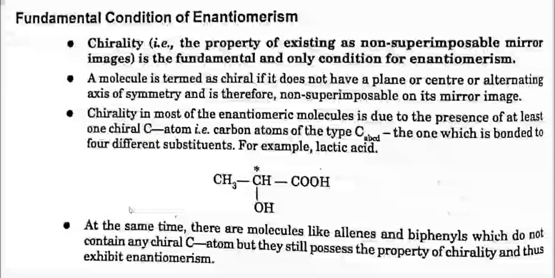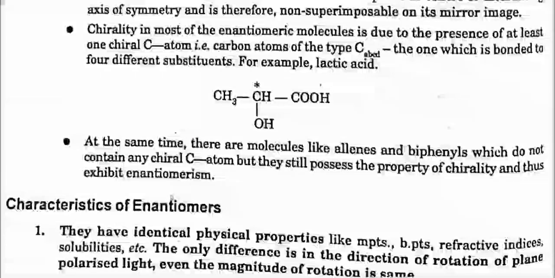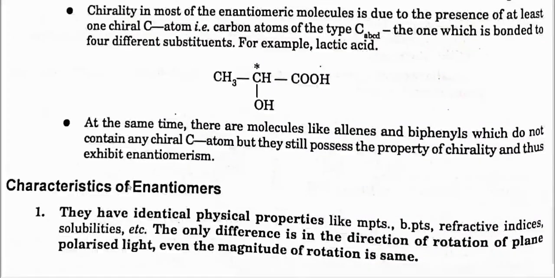Chirality in most enantiomeric molecules is due to the presence of at least one chiral carbon atom, of the type C(a,b,c,d), the one which is bonded to four different substituents, for example, lactic acid. At the same time, there are molecules like allenes and biphenyls which do not contain any chiral carbon atom, but they still possess the property of chirality and thus exhibit enantiomerism.